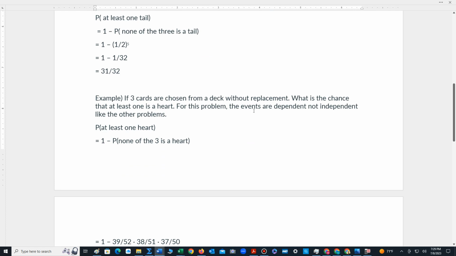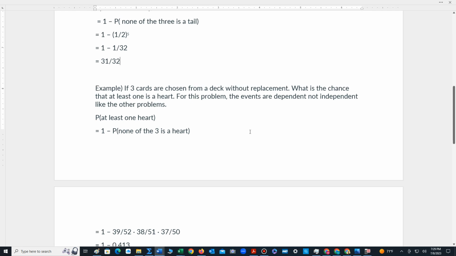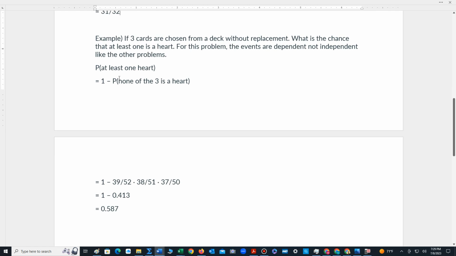But when we're selecting cards without replacement, that means every time you select the card, the probability will be modified. So it says, what's the chance that at least one is a heart? Well, we use our formula. It's 1 minus the probability that none of the three is a heart.